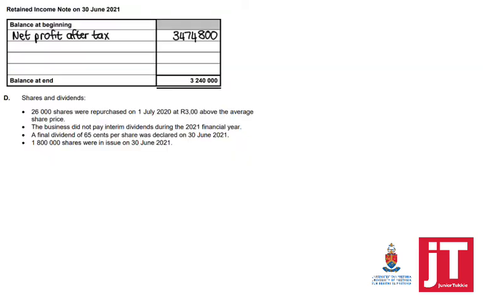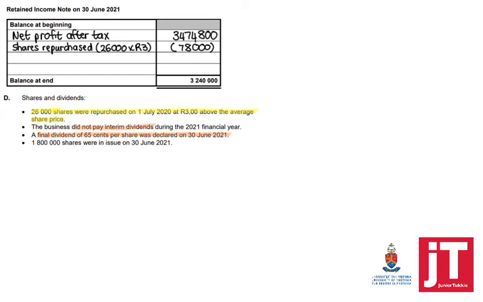If we now look at the retained income note on 30 June 2021, the balance at the end was given to you. We have calculated the correct net profit after tax. Now, if we look at the information, 26,000 shares were repurchased on the 1st of July 2020 at R3 above the average share price. This means that we need to indicate shares repurchased: 26,000 shares were repurchased at R3 per share, and that must be shown in brackets.